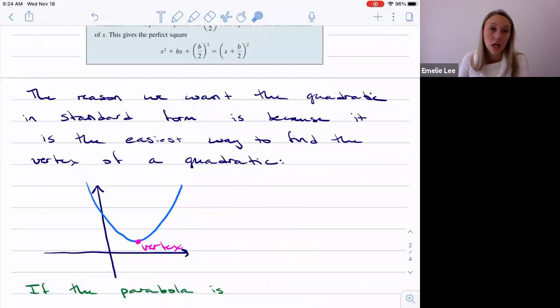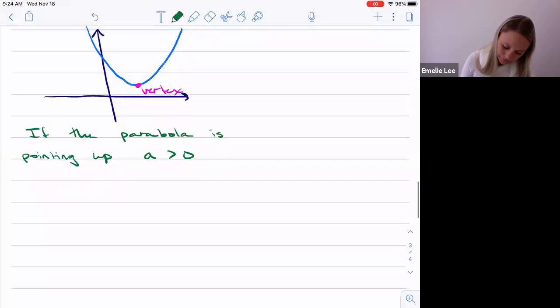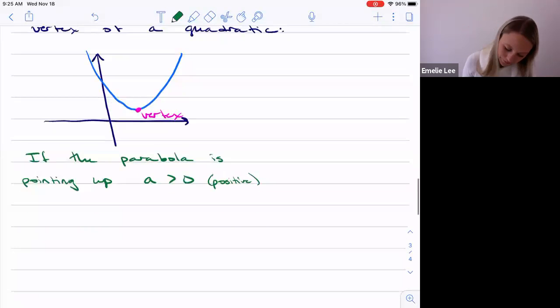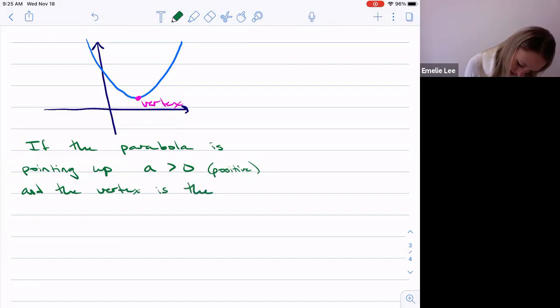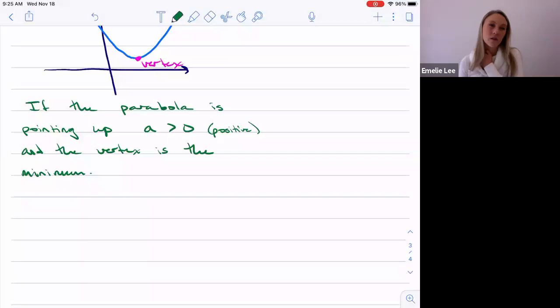Okay, so we can learn a lot from just looking at the function. If the parabola is pointing up, A is greater than 0, so A is positive. Which means, if it's pointing up, then the vertex must be the minimum. So if the parabola is pointing up, A is greater than 0, and the vertex is the minimum.